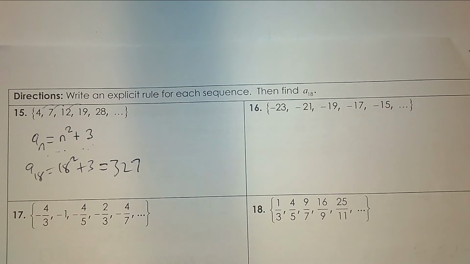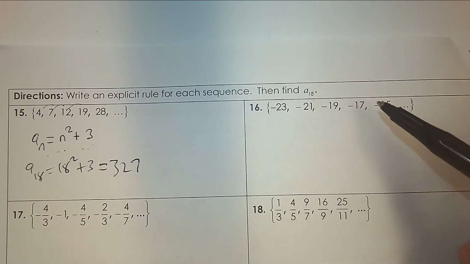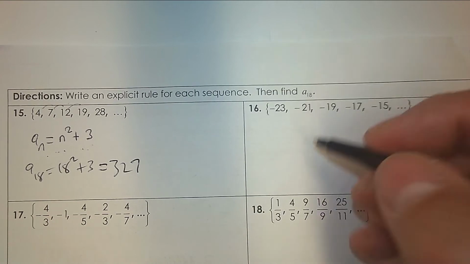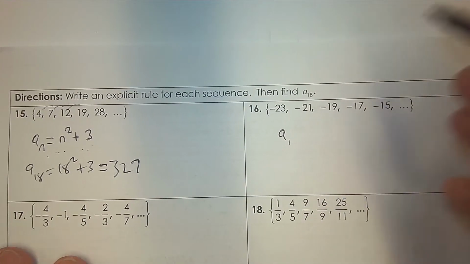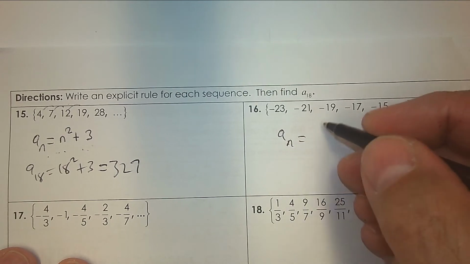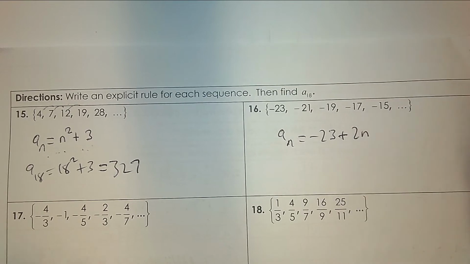Can you find the rule for number 16? So this one we're just going down by 2, or up by 2, because the positive numbers are getting close, negative numbers are getting closer to 0. So we start with negative 23, and then we're just adding 2n every time.